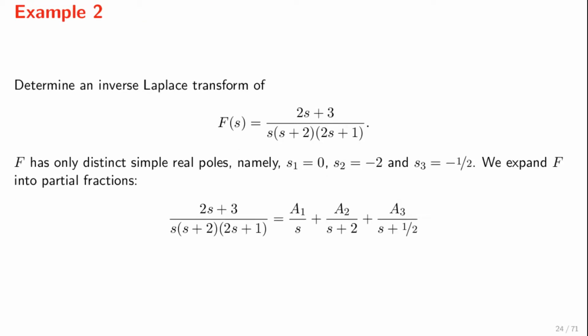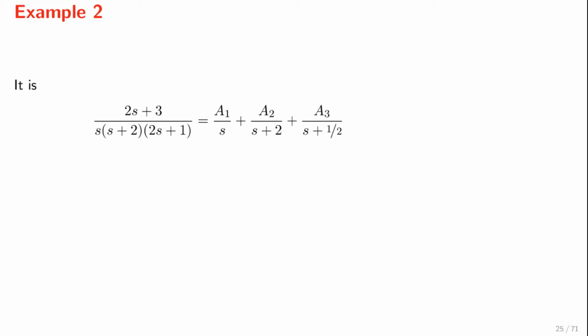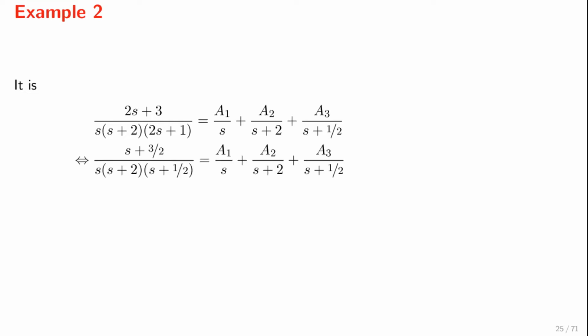Let us do one more example. Here f is a strictly proper rational function with poles 0, −2, and −1/2. Therefore, we need to determine a partial fractions expansion of this form, the same as we did before. Our objective is to determine the real numbers a1, a2, and a3 of the partial fractions expansion. We write down this equation, but before we proceed, note that on the left-hand side we have the term 2s + 1, whereas on the right-hand side we have s + 1/2.